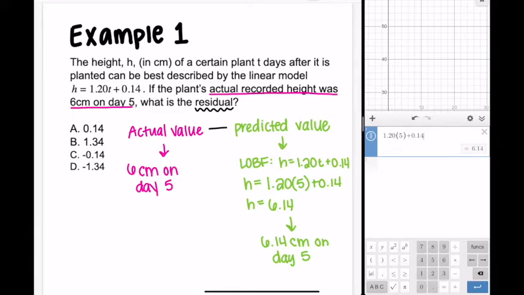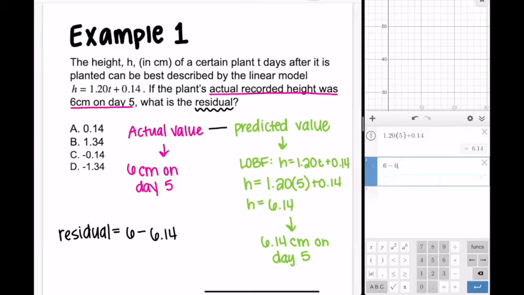So what's the difference there? So we're trying to find the residual. So the residual is the actual value, which was 6, minus the predicted value, which was 6.14. Okay, so 6 minus 6.14 is negative 0.14.